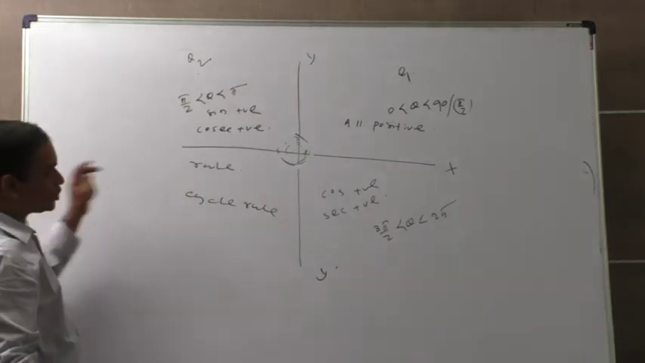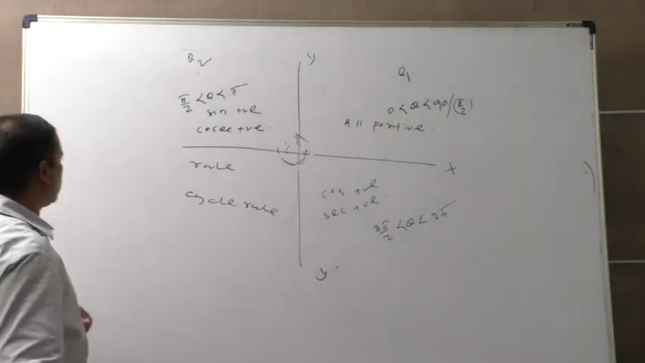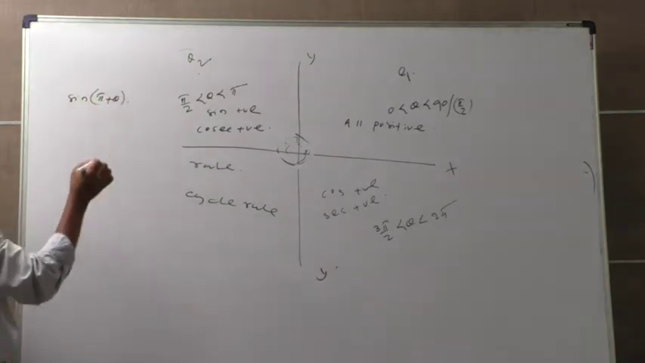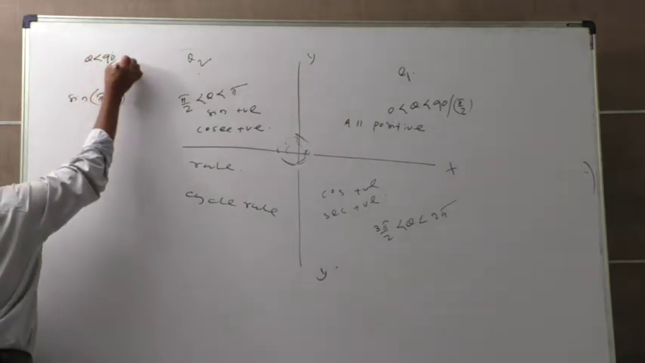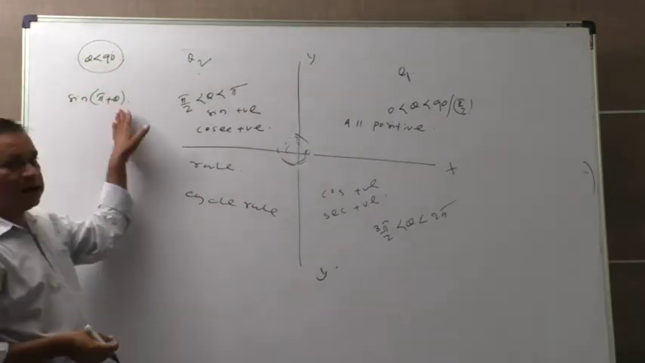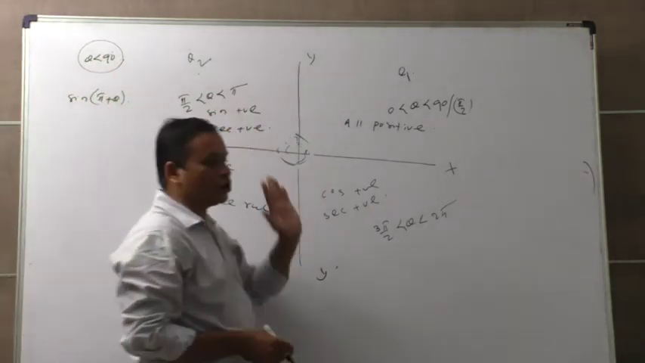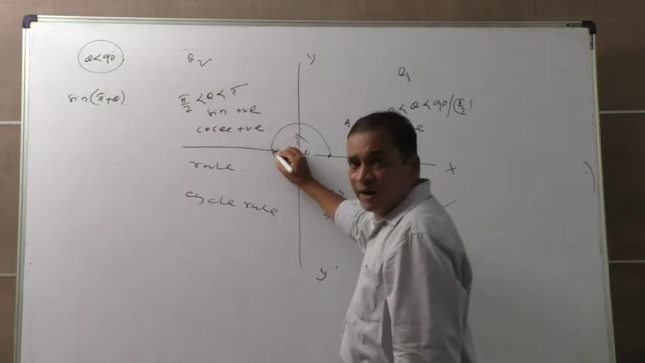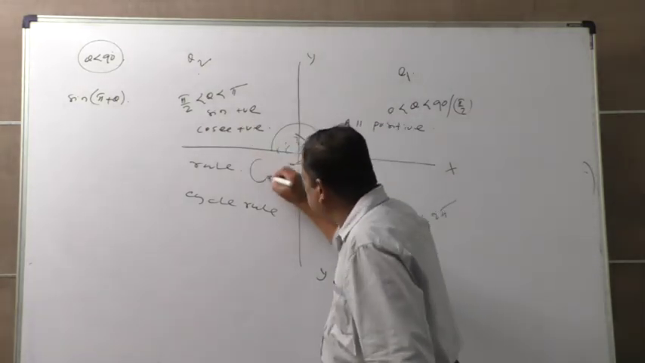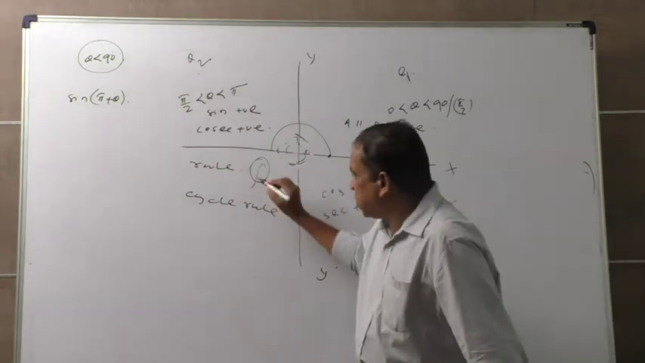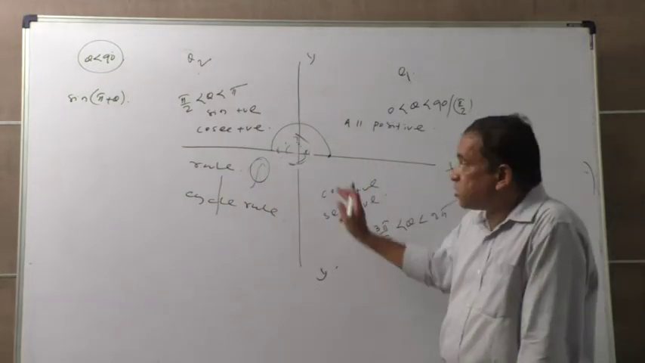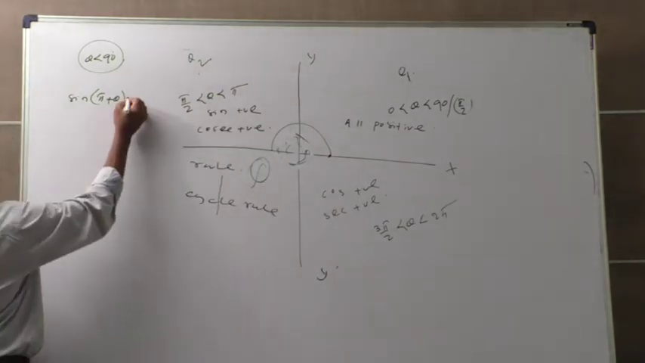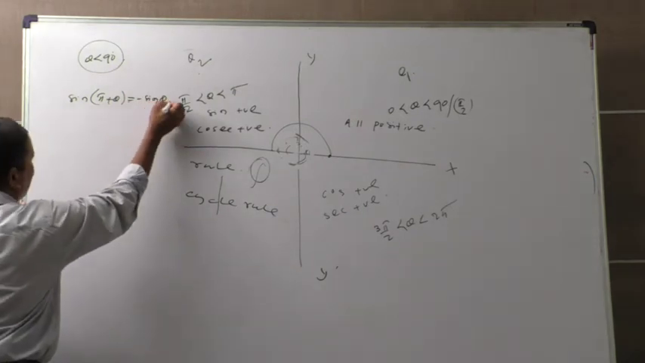Now, how will this table be used? Suppose I write sin of pi plus theta. Always remember theta is less than 90, or an acute angle. Sin of pi plus theta will lie on which quadrant? If we start here, this angle is pi, then plus theta means it will lie in the third quadrant. In third quadrant, which one is positive? Tan is positive. The sign will be negative. So this is the house of tan.